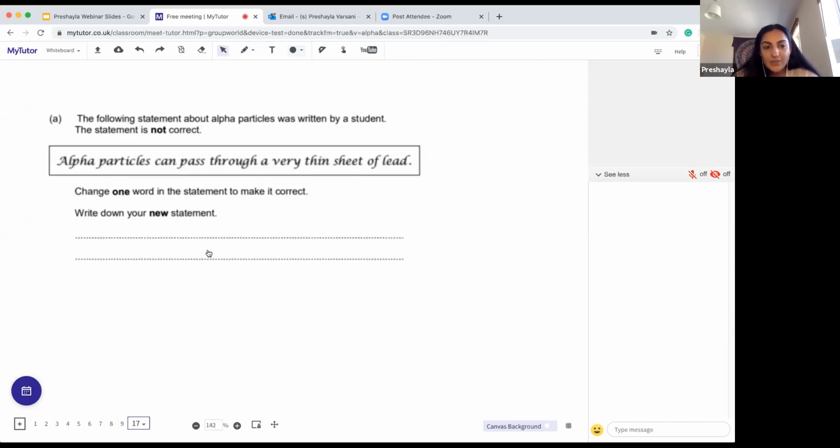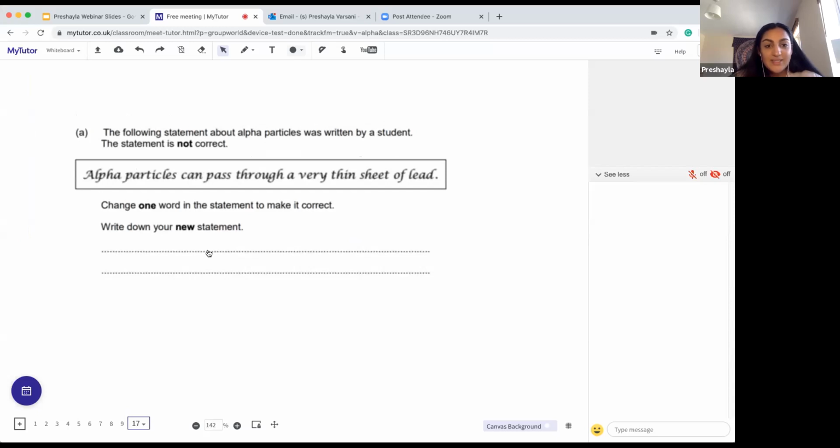Okay, so here in this question, you've been given a statement. The following statement about alpha particles was written by a student, but the statement is not correct. The student says that alpha particles can pass through a very thin sheet of lead. We need to change one word in the statement to make it correct. So which one word would you choose to change, and what would you change it to? Alpha particles can pass through a very thin sheet of lead.